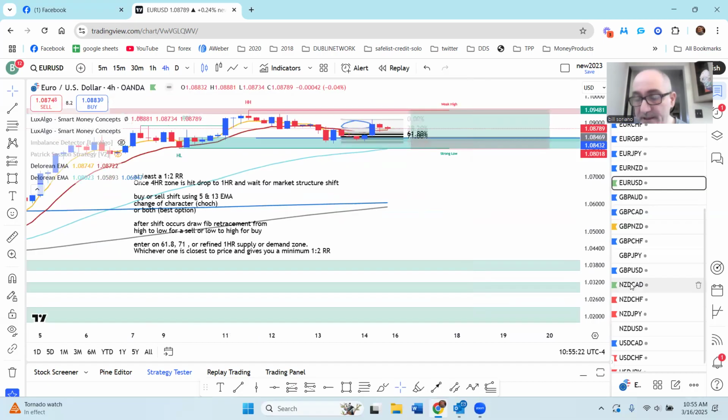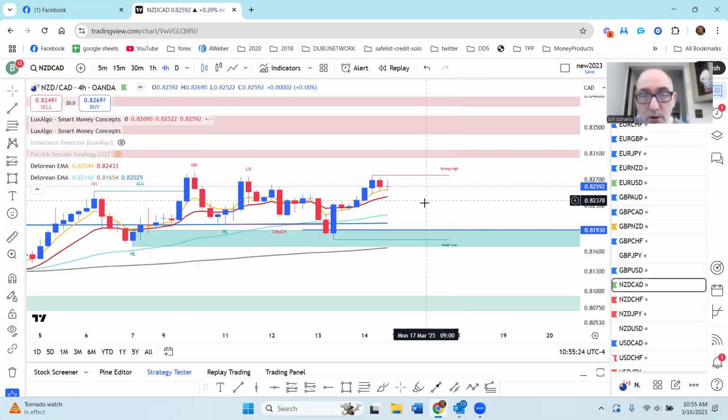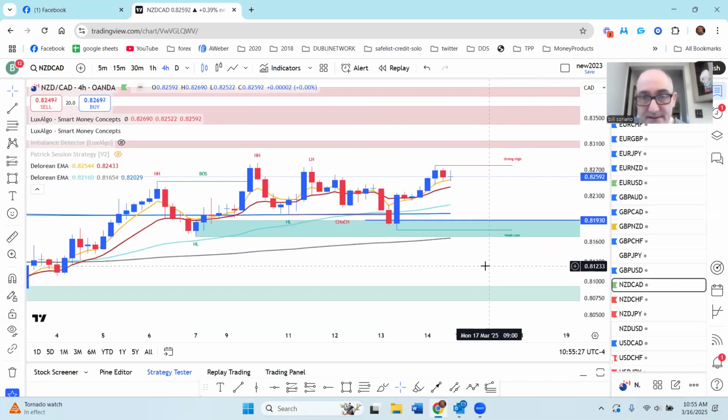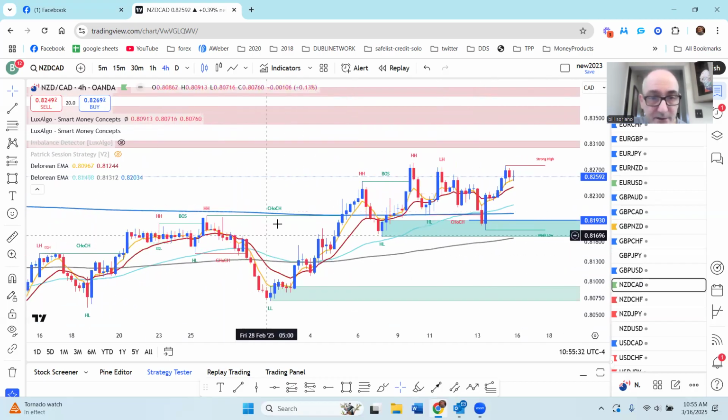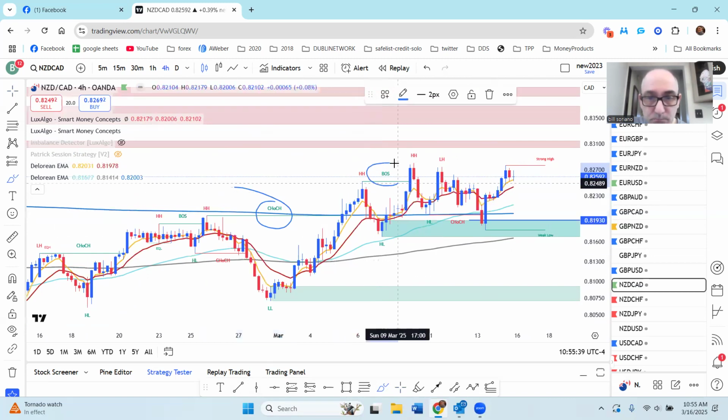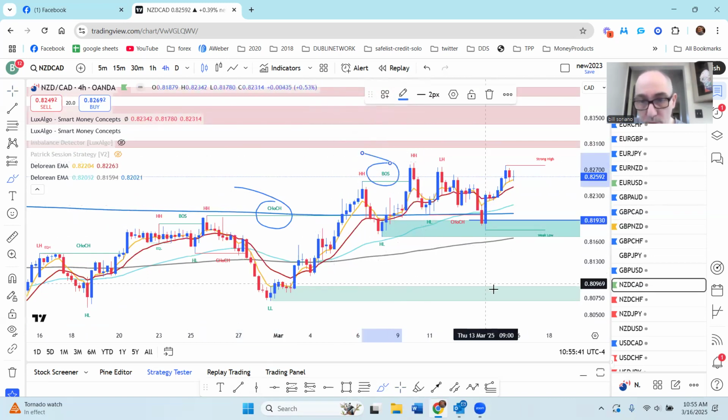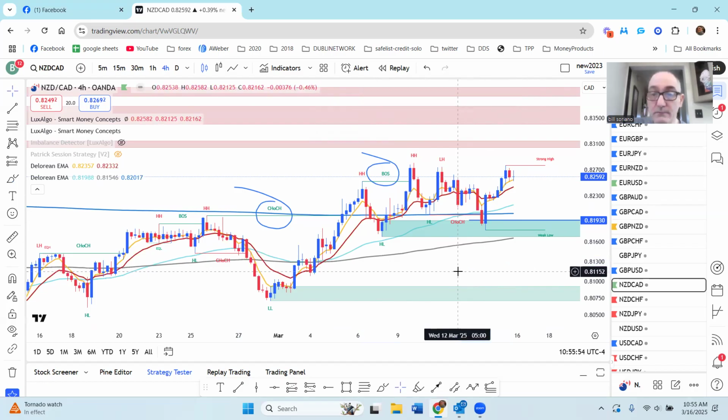So let's do one more, because there's one more that's set up here for when the market's open tonight. This is NZD CAD. NZD CAD is in an uptrend. The indicator shows us a change of character, and it also shows a break of structure. That's our confirmation that we're bullish. If we look at the moving averages, price is above the 800 and the 50 is above the 200. So that is also our second confirmation that it's bullish.